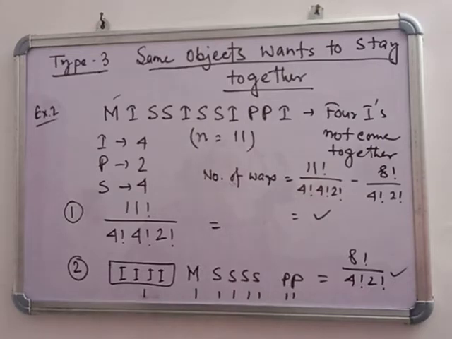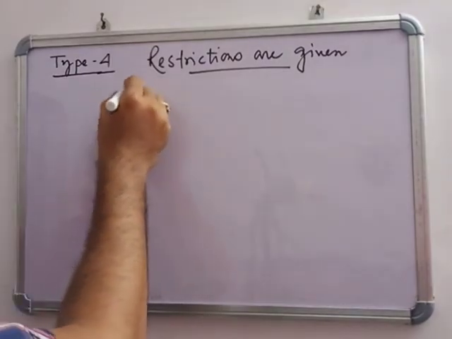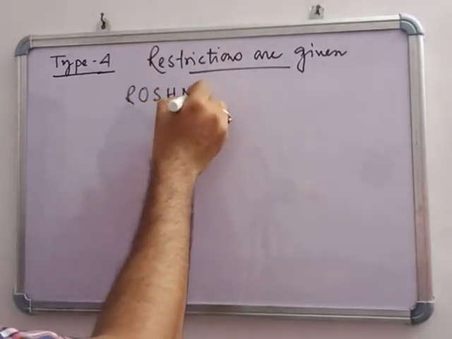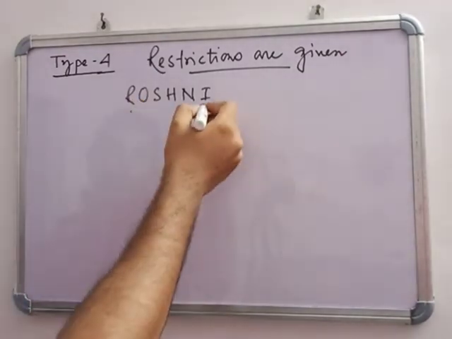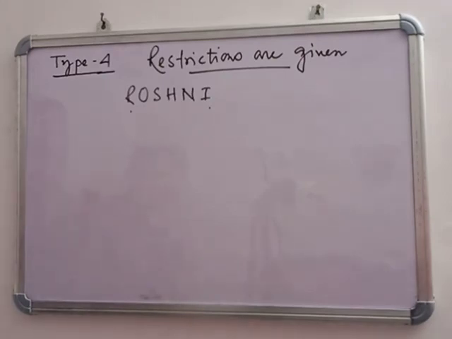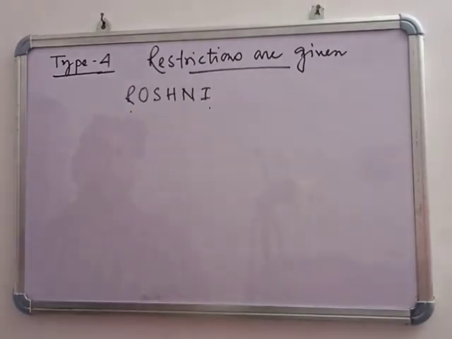Now, next one. For type 4, when restrictions are given, suppose in the name Rosni, R is fixed in the first position and I is fixed in the last position, then how many permutations can you find? When this type of restriction is given in the question, what to do? Check it for this word also. You have to start with S.